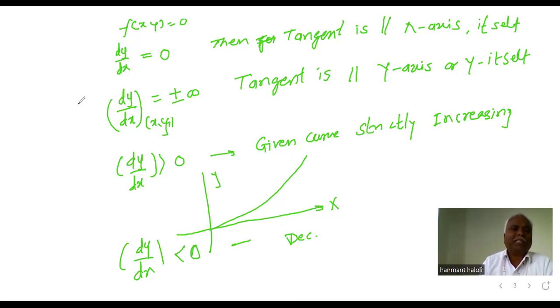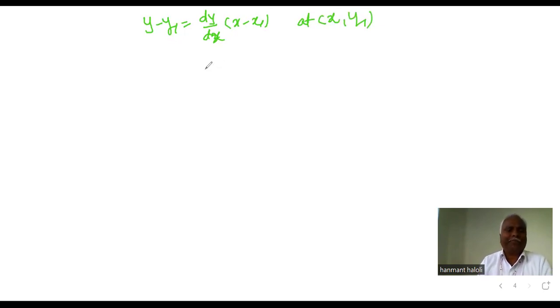Now one more shortcut method is there to identify the tangency or the equation of a tangent to the curve. Once you have dy by dx, the equation is y minus y1 equals dy by dx into x minus x1. This is one way to calculate the equation of a tangent to the curve at a particular point x1, y1.